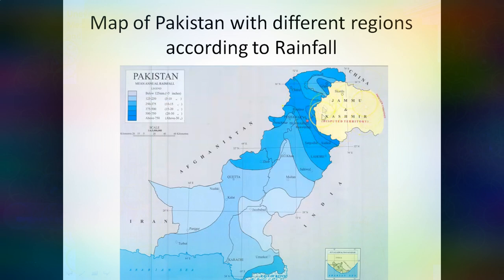We haven't shown the data for Jammu and Kashmir as it is considered disputed territory. So we have only shown the data for Pakistani Azad Kashmir and Gilgit-Baltistan.